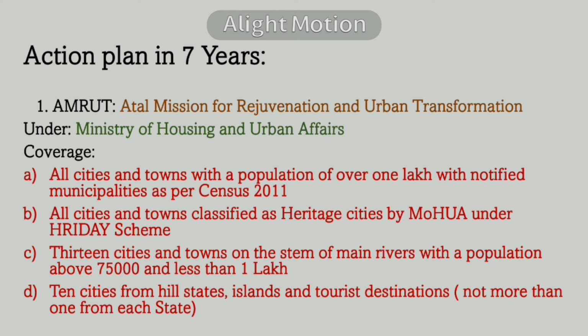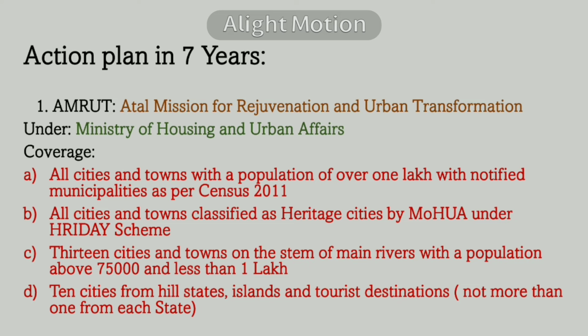What does this Amrut cover? Number one, all cities and towns with a population of over 1 lakh with notified municipalities as per Census 2011. Under this mission, rejuvenation and urban transformation will be done in all the cities and towns with a population of over 1 lakh, the cities and towns which are notified municipalities as per Census 2011. Hope you understood. Number two, all cities and towns classified as heritage cities are also covered under this scheme.